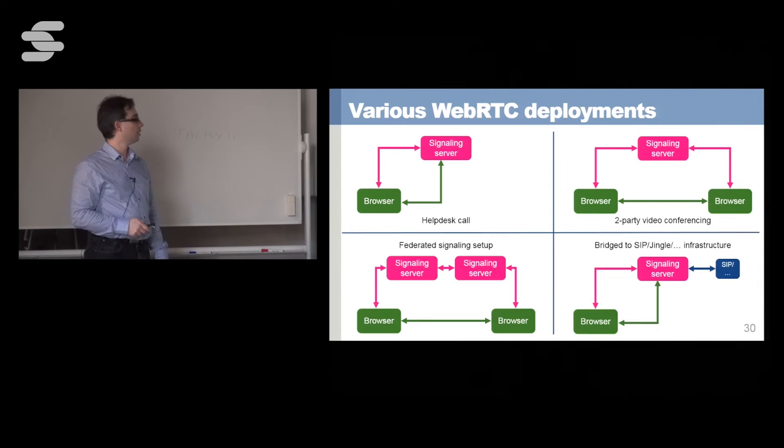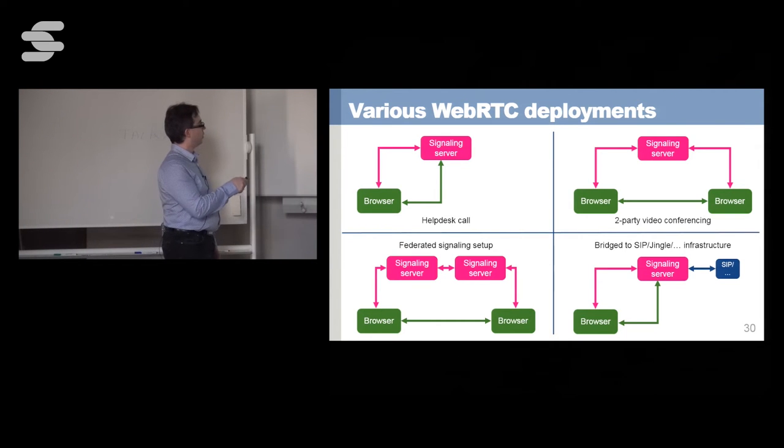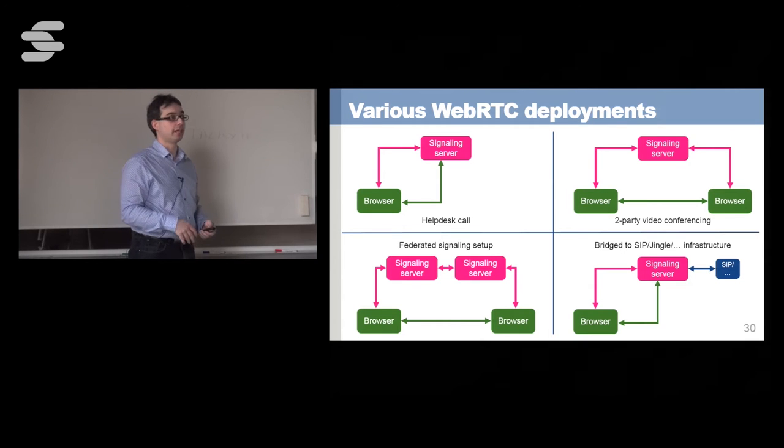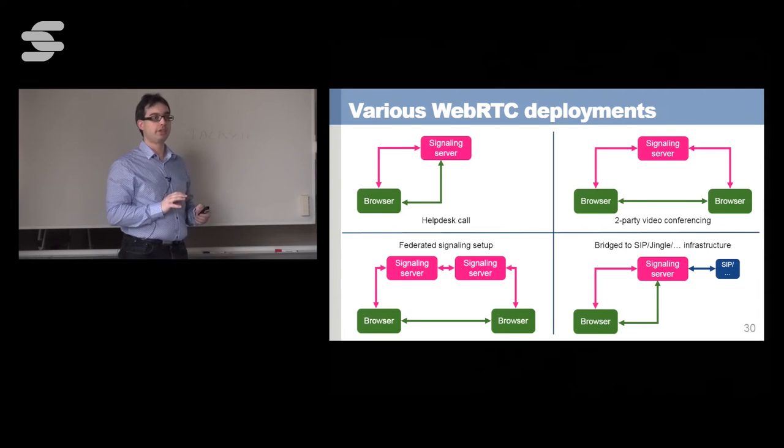And the third one, and the fourth one, which I already mentioned before as well, is where you're using the same technology, similar to the help desk, but you're interacting with existing voice over IP or video teleconferencing infrastructure. So you could connect to a gateway of SIP, XMPP, Jingle, whatsoever. And these are four different ways, but the way they influence security might have a large impact.